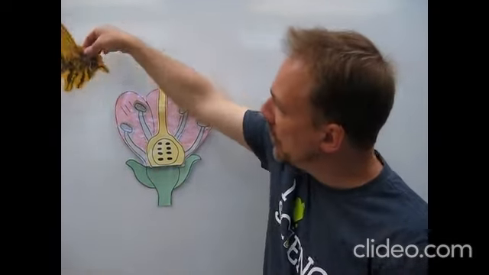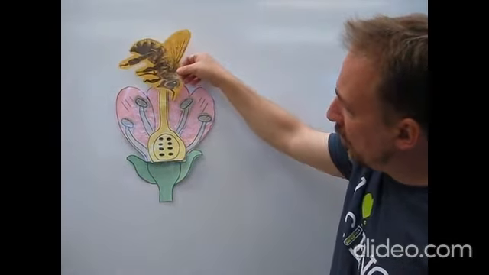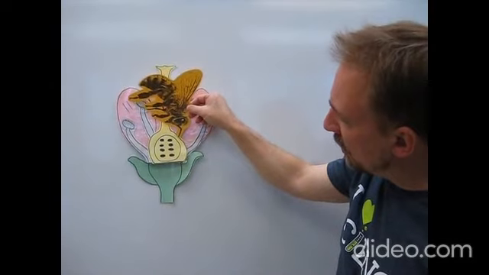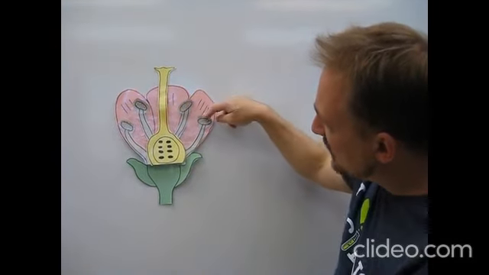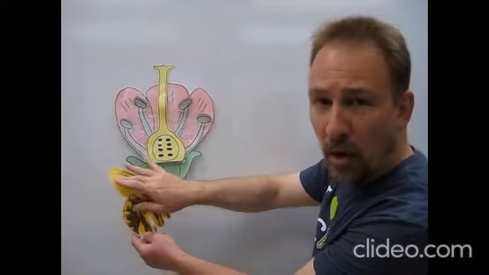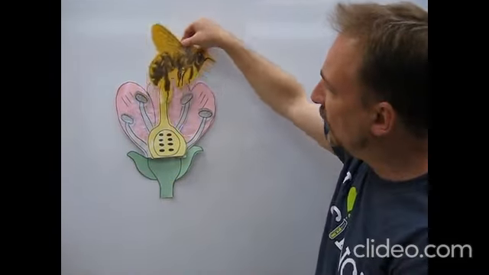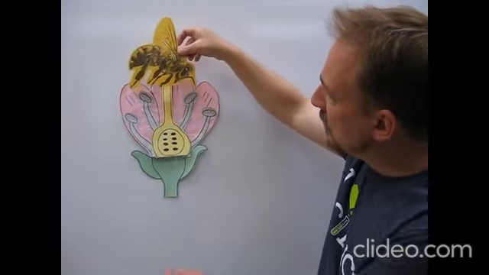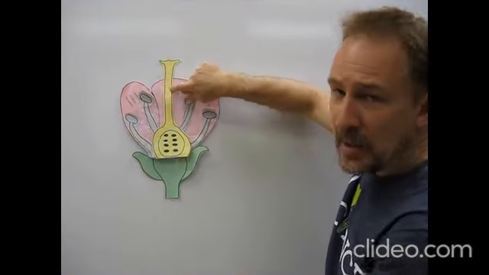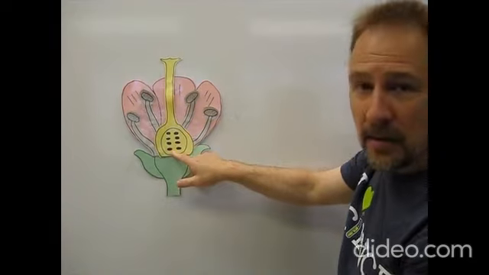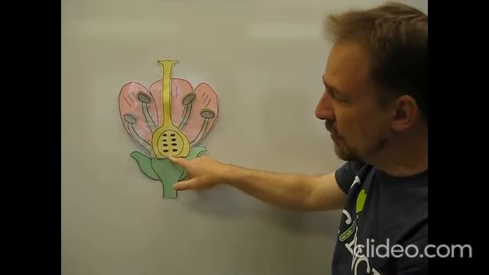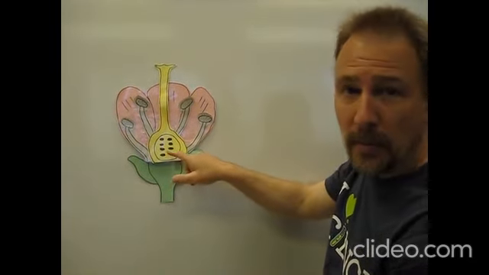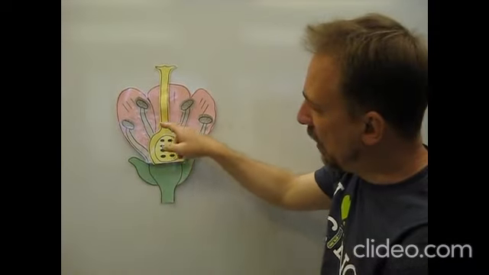So along will come a bee or something. It will go down in there to get the pollen or the nectar, and it will rub up against these stamens and then get pollen all over its body. Then it will fly away to another flower. When it lands on that flower, some of the pollen will rub up against the pistil and fertilize the eggs. These eggs will eventually become seeds, and the ovary will become the fruit.